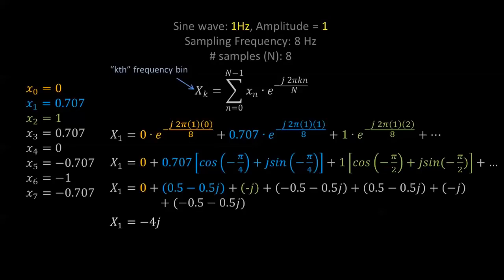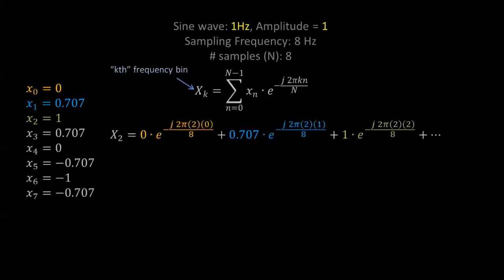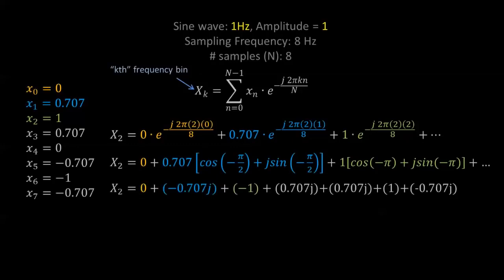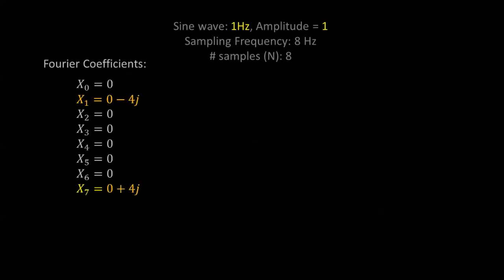Now, for the second frequency bin, we can do the same thing. Write out the values inside the exponentials, and then replace those exponentials with cosines and sines using Euler's formula, and then perform those operations, and then sum it all together, and you'll find that the second frequency bin is equal to 0. Now, if we calculate the rest of the Fourier coefficients, or frequency bins, we'll find that only the first and the 7th frequency bin have values that aren't equal to 0.